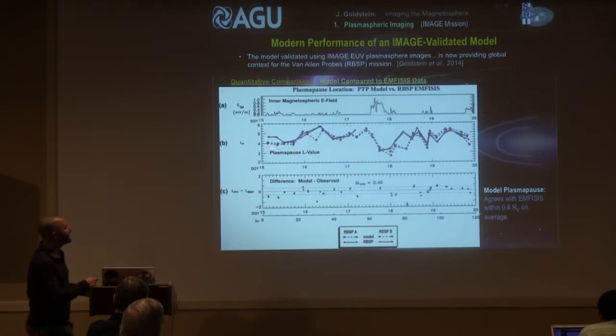If you look at plasmapause L values versus time, the model is in dashed lines, blue and red respectively for RBSP-A and B, and the observations are blue and red but solid lines. Just plot versus time and look at how the model does.